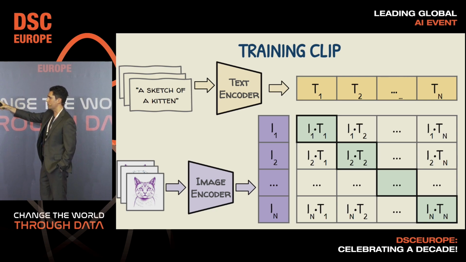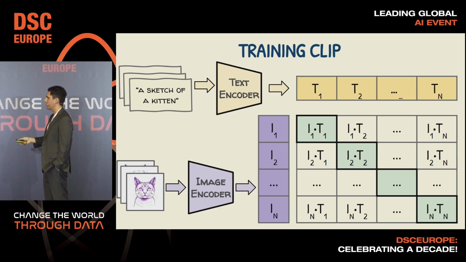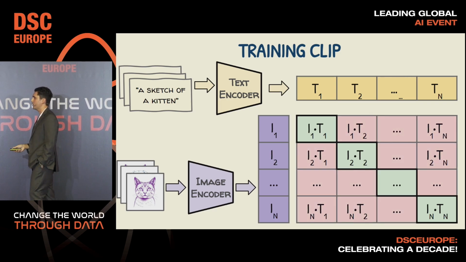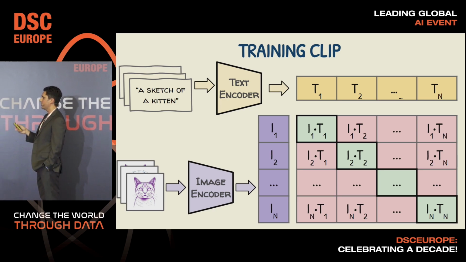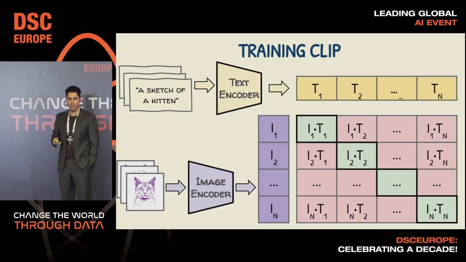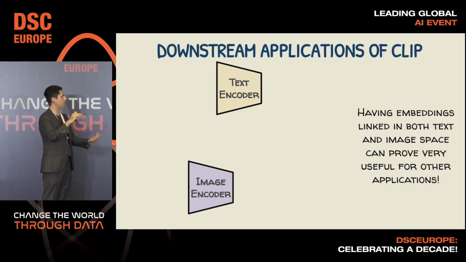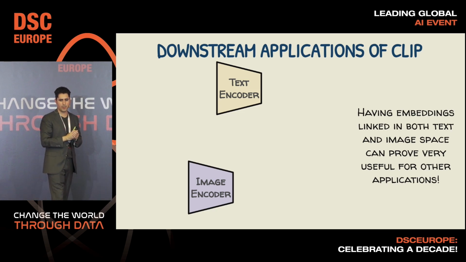Image 1 to text 1, right? Image 2 to text 2. That is what you want to be very similar. And you want everything else to be dissimilar. And so throughout this training process, again, this takes many, many, many images. But you're essentially going to have embeddings linked both in text and image space.